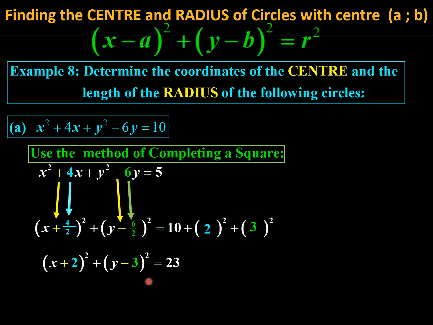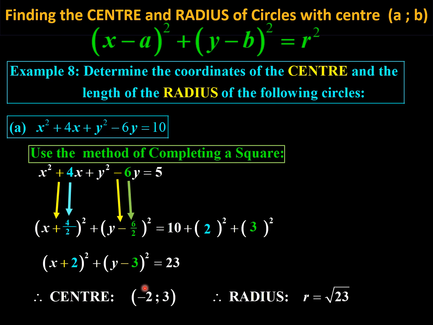Now we can read off the center. If that's a positive 2, the center will be negative 2. That's a negative 3, that will be positive 3. And the length of the radius is square root of 23.